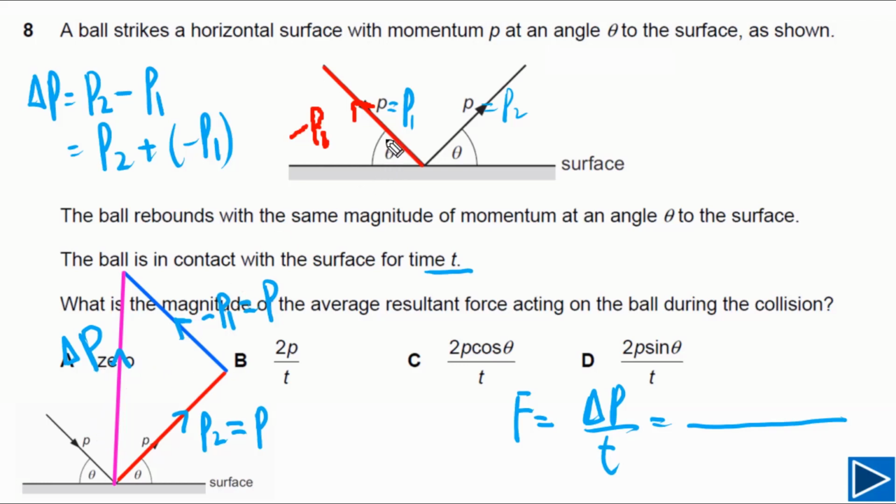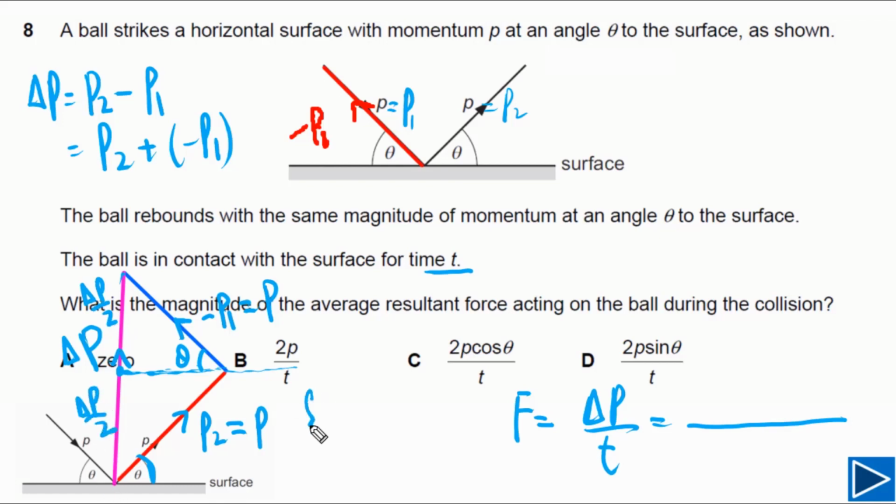Now if you look at P1, P1 is making angle theta with horizontal. So this angle is theta. We can simply write down this is theta and this angle is also theta. Now we can divide this triangle into two parts. So this half, from here to here, will be equal to delta P by 2. And this half will also be equal to delta P by 2.